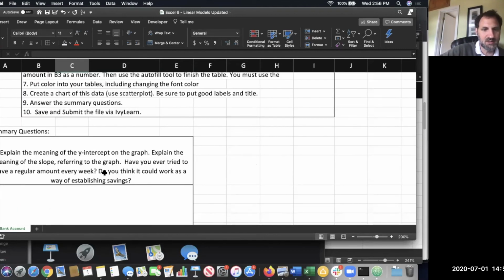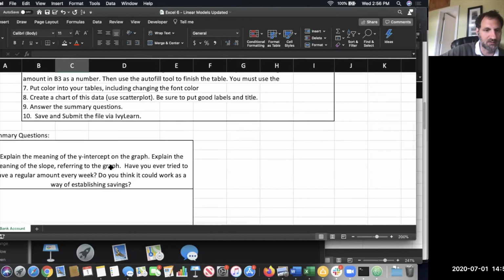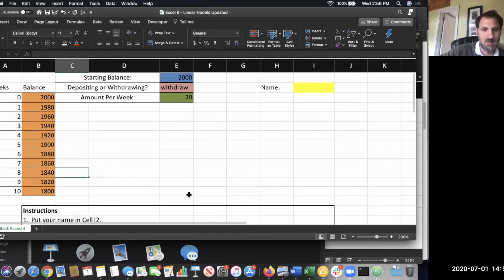This is a pretty easy summary question, so don't overthink it. Well, the part at the end. If you're having trouble talking about the y-intercept or the meaning of the slope, just let me know. I'll help you out. Okay. Any questions about Excel 6?